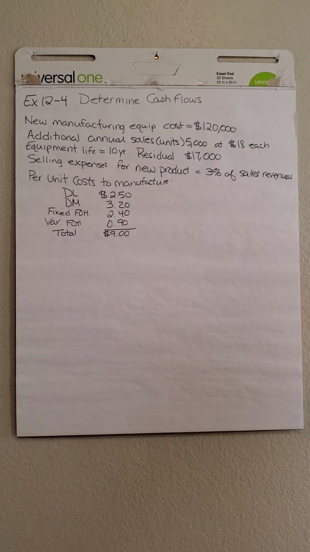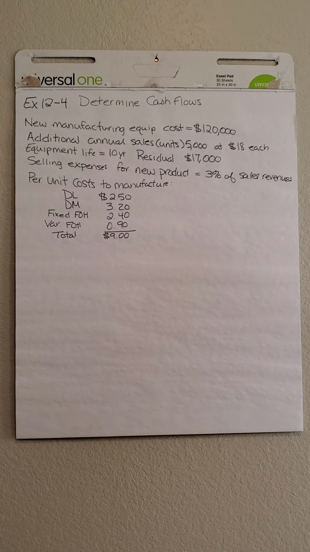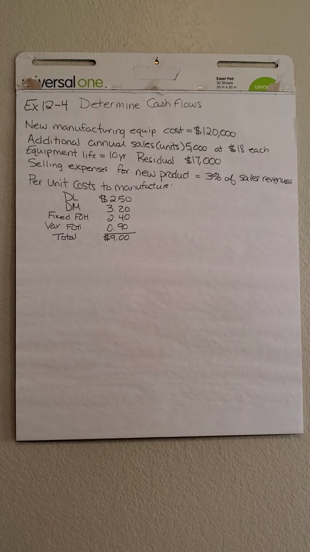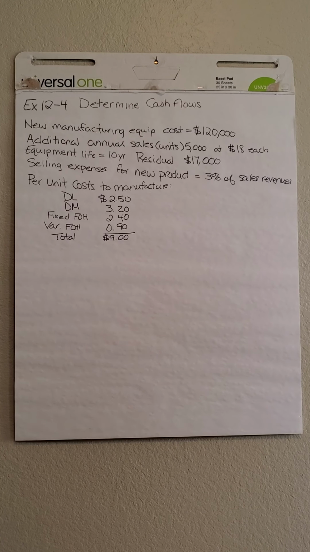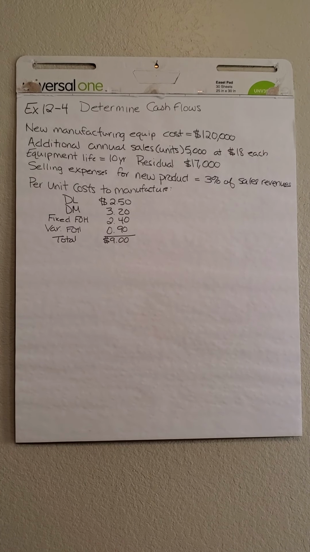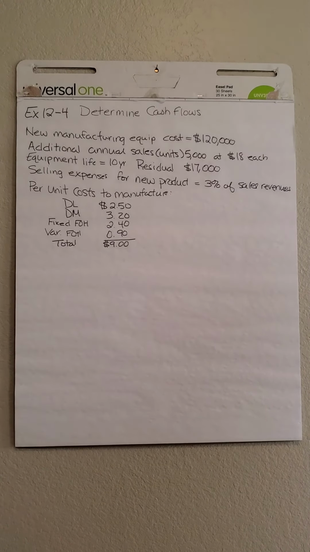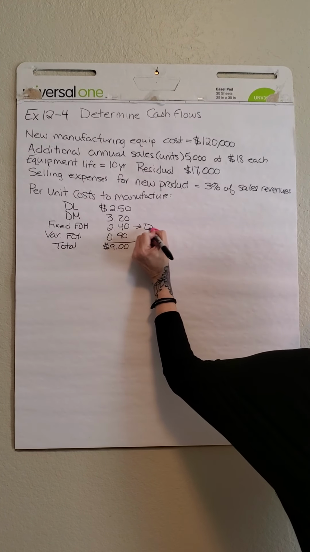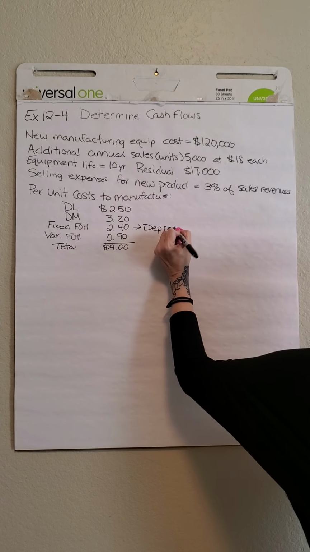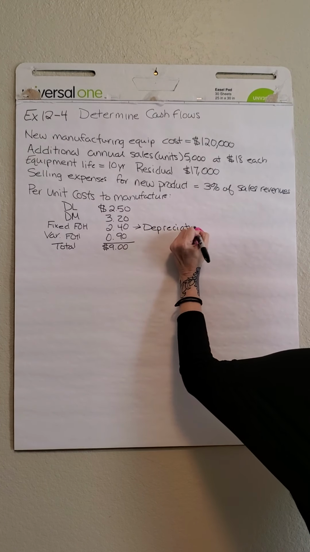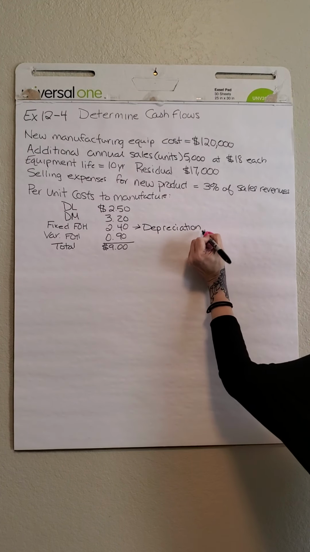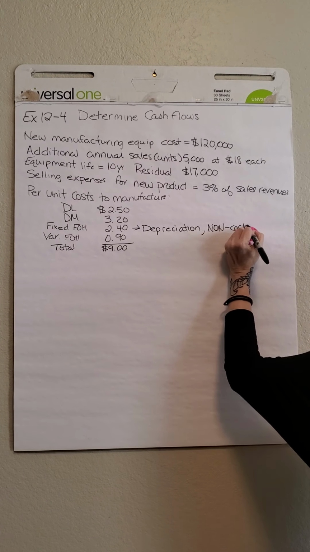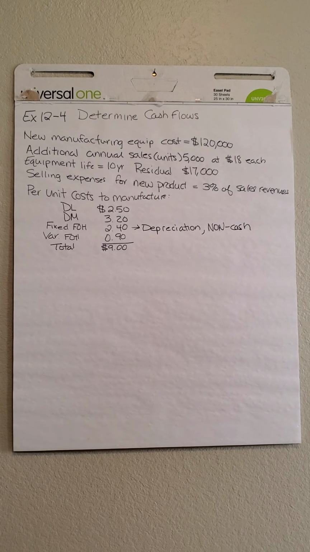So one of the first things I want to point out is that when we're dealing with cash, we want to make sure that the costs that we're dealing with are cash flow. So the problem tells us that the fixed factory overhead is related to depreciation. So I'm going to put depreciation. And remember that depreciation is non-cash, so we will not use that amount when doing our calculations.